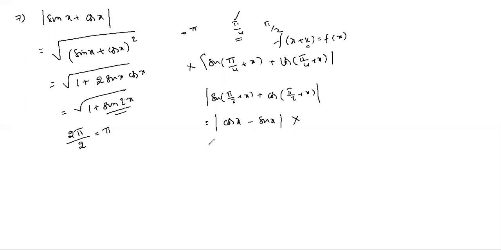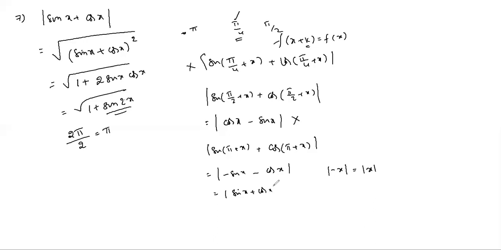Next, pi. Sin pi plus x plus cos pi plus x. Pi plus x is in the third quadrant, sin negative, cos negative, but the modulus is there. We know the property mod x equals mod minus x, both are the same. So this equals sin x plus cos x. Getting the same function means the period is pi.